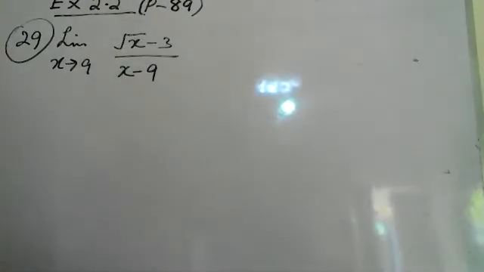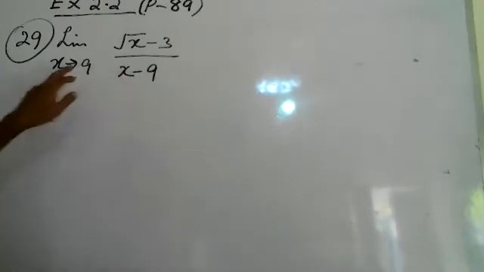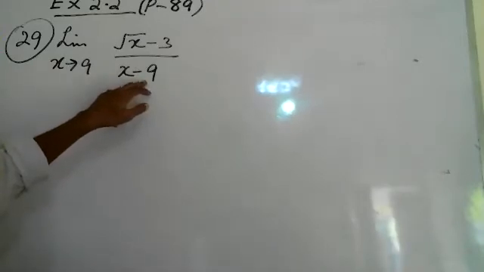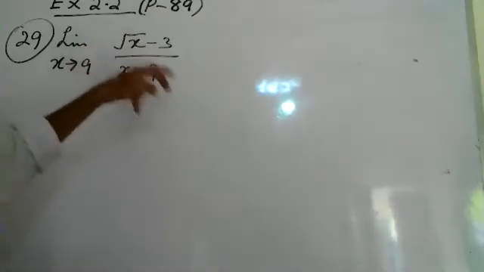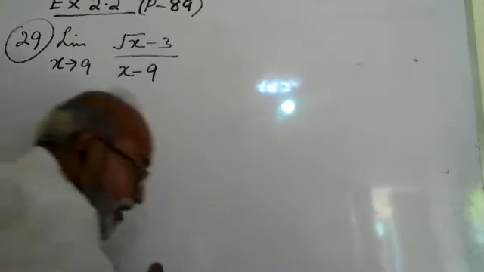Take the LCM, denominator x minus 9. Substitute x as 9, 9 minus 9 will become 0. Denominator should not be equal to 0. So we'll do something. This is the question of under root. When the question is under root, we will take the conjugate. Multiply and divide by the conjugate.